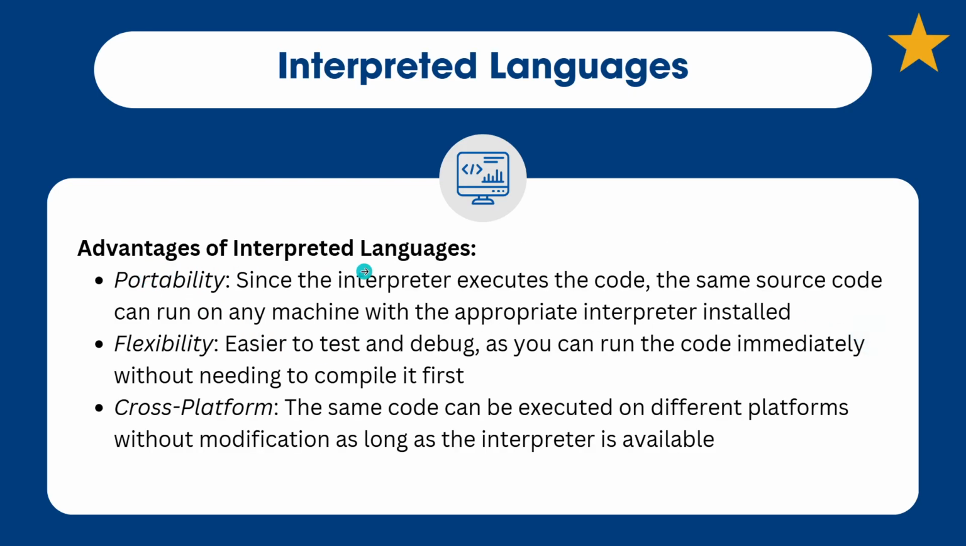So the advantages of interpreted languages: portability, because you don't have to create a separate translated version. The same source code can run on any machine with the appropriate interpreter installed, so you're going to be taking up less space. Flexibility: it's easier to test and debug as you can run the code immediately without needing to compile first. So there's not different types of errors, since you're always running the code anyway. There's not compile errors versus run errors. And then the same code can be executed on different platforms without modification as long as the interpreter is available.